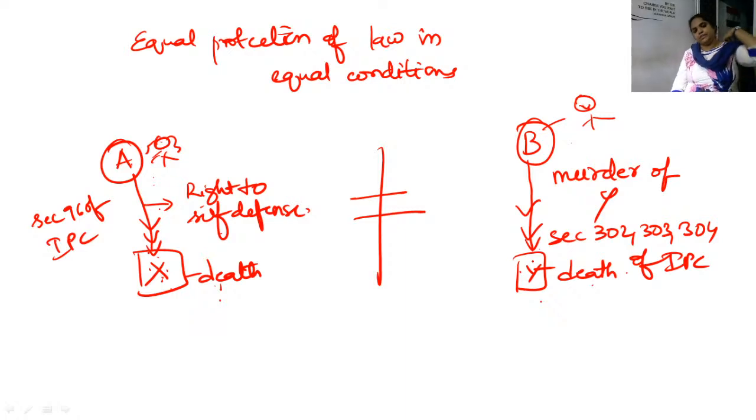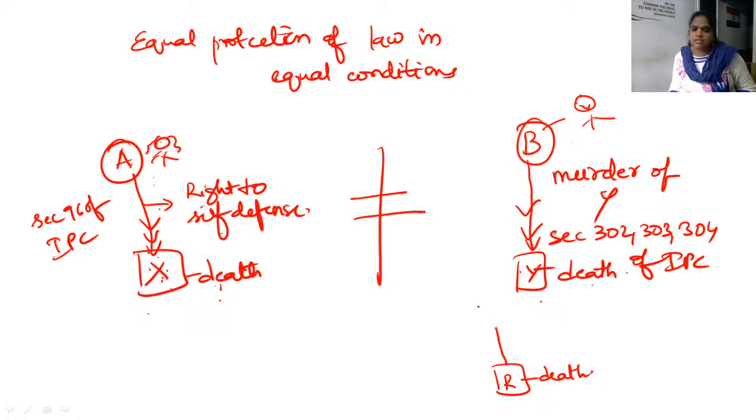Article 14 is not violated here. Now let's assume the same example. There is a person called R. R is dead. Let's suppose R was killed by Q. Now Q, the cute boy, killed R because R actually tried to kill him.